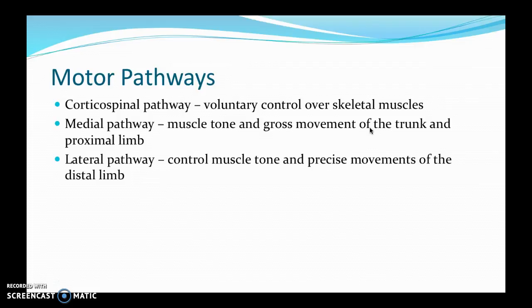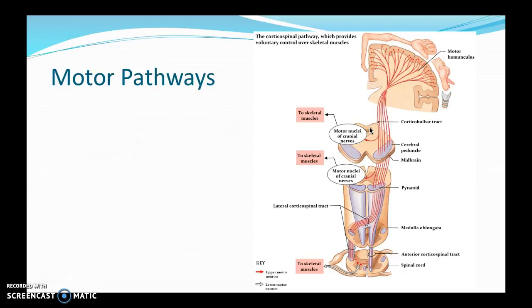This is an image of the corticospinal pathway, and the pathway starts here. It is a descending pathway. So this is the upper motor neuron in the red, and then it travels down through, this is the midbrain, medulla oblongata, and then it goes to the spinal cord. Then this white neuron is the lower motor neuron, and then that will go out to the skeletal muscles.